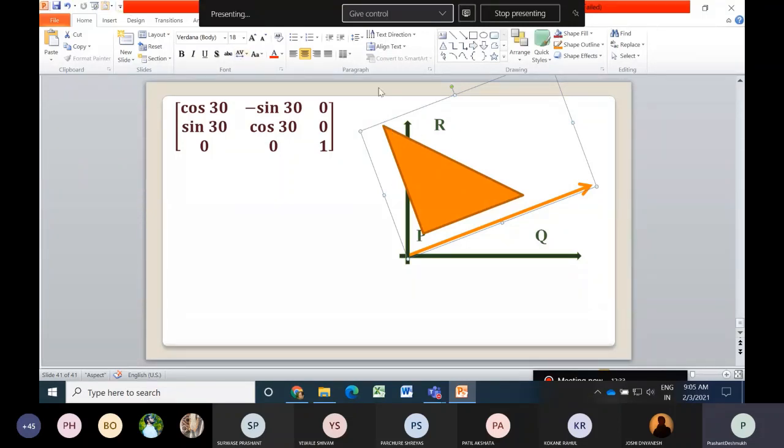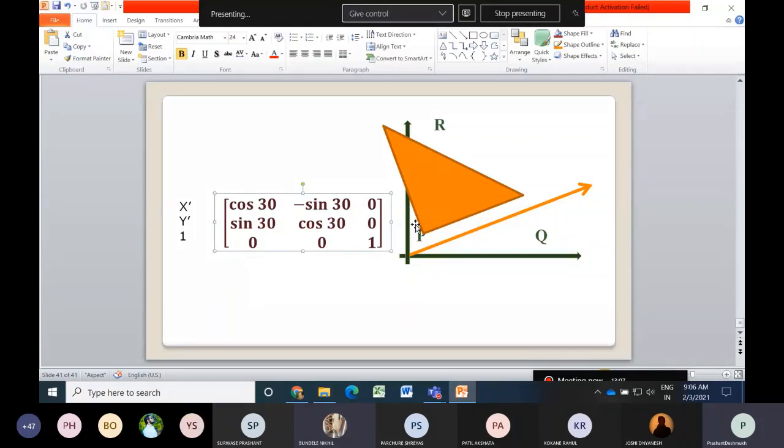So how to calculate the coordinates in that case? Simply we have to consider P. So it has x dash, then y dash, and 1, which will be equal to this. Why do we take that one?